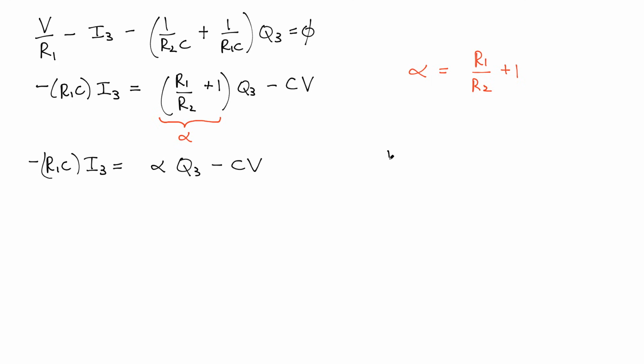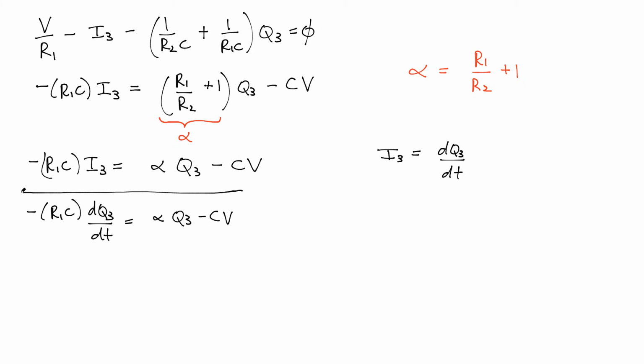Okay, so now remember that I3, the current in the outer branch, is by definition the rate of change of the charge Q3 over time. So if you just substitute that expression over here, we end up getting dQ3 over dt equals alpha times Q3 minus CV. Now this is a simple differential equation that we should be able to solve.